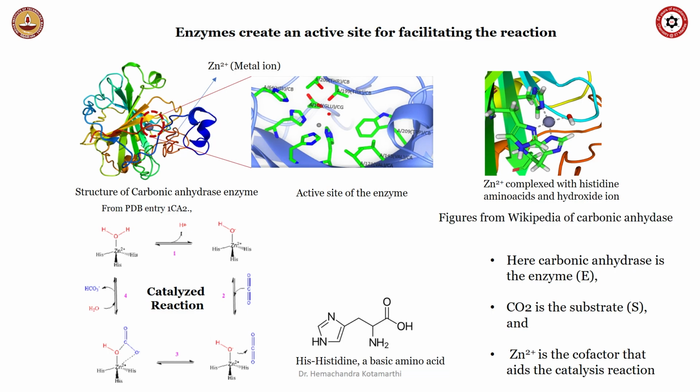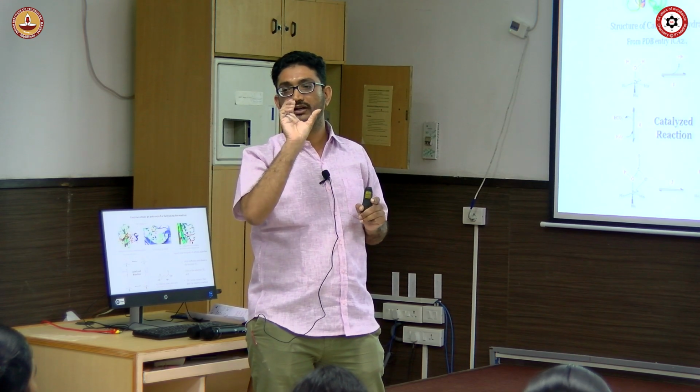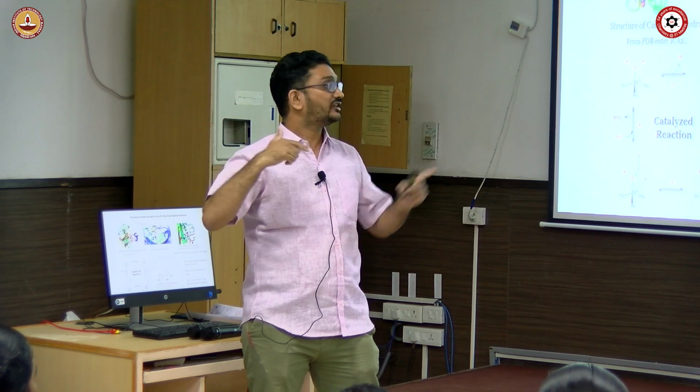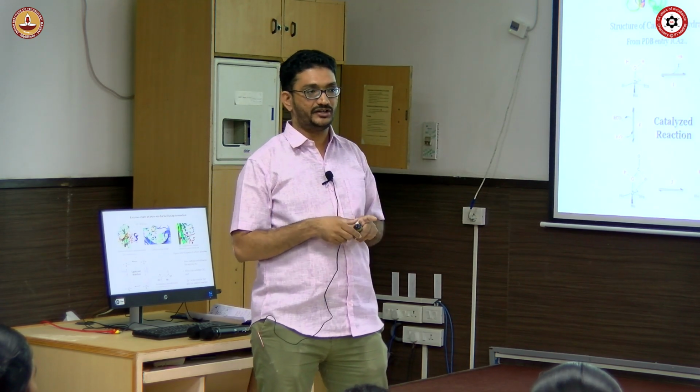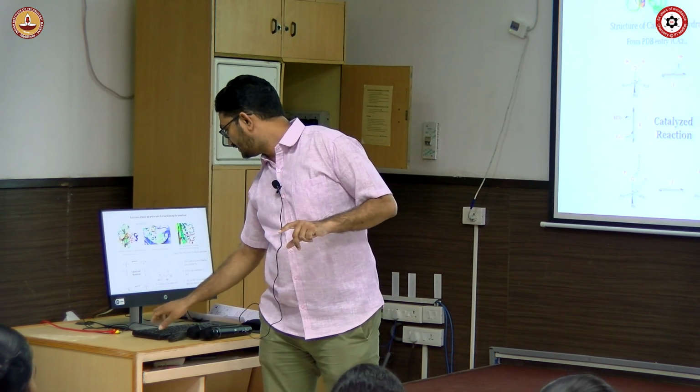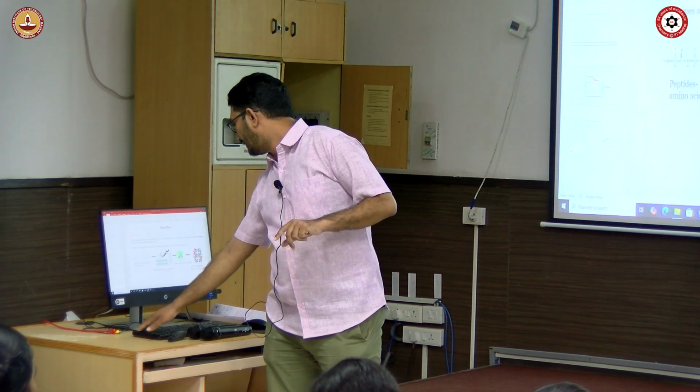So the original reaction that would have had a rate of 10 power minus 1 per second at pH 7, now because in this active site the pH is 9, has its rate enhanced to 10 power 7, or 10 power 6 per second. That means this is how enzymes work. They create a local environment that is feasible for performing the reaction so that it decreases the activation energy barrier. Okay, so this is a simple example of carbonic anhydrase.